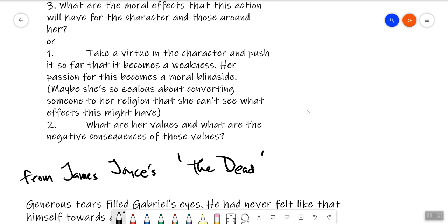Maybe, for example, she is involved in crime. Now we're kind of playing with this idea of virtue. So she's trying to corrupt maybe a friend, and she says, "Hey, come into this deal with me. You'll make a ton of money. Then you'll be able to buy your mom that house." So you see that virtue, trying to help, becomes a kind of moral blindside. She's not seeing what kinds of effects this might have for herself and for people around her.